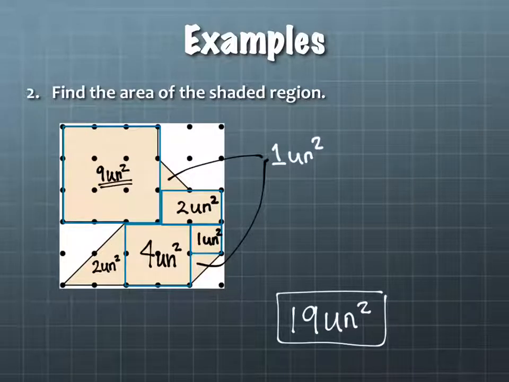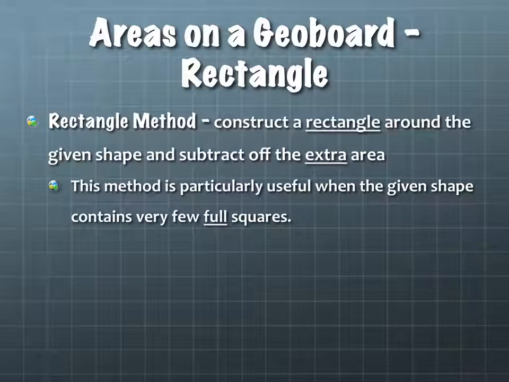The reason that the rectangle or addition method works so nicely about this one is because you can break it apart into whole shapes that are simple, that are all shaded in: squares and rectangles and triangles. And again, there's plenty of other break-aparts that you could have done here that would have worked too. The second method is called the rectangle method. The rectangle method is the idea of constructing a rectangle around the given shape and then subtracting off the area that's not shaded in, the extra area. This method is particularly useful when the given shape contains very few full squares.